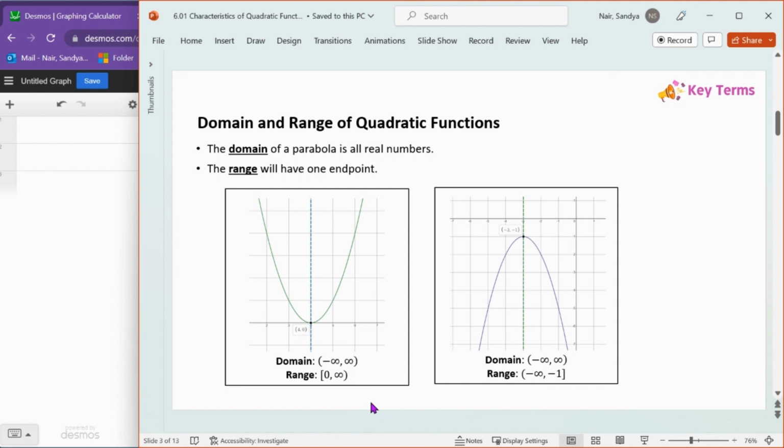The range will have one endpoint, and that'll depend on whether the parabola opens up or opens down. If it opens up, it's going to go from that specific endpoint all the way up to positive infinity. So you can see in this first parabola, we have a range that goes from 0 to positive infinity. If the parabola opens down, it's going to go all the way from negative infinity up to whatever endpoint. So in this case, we have an endpoint of -1, so it goes from negative infinity to -1.